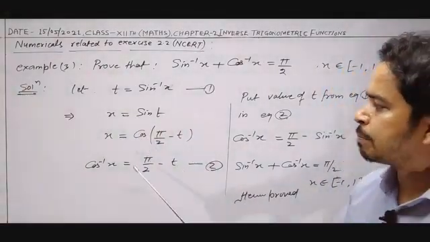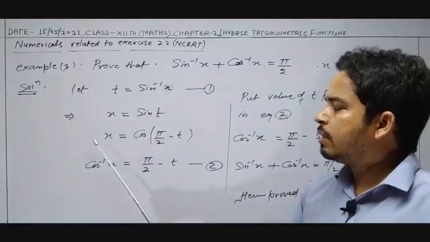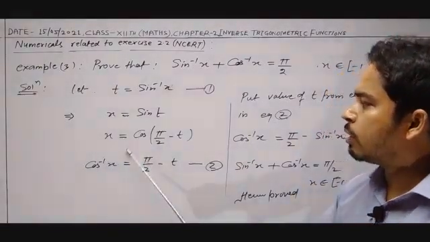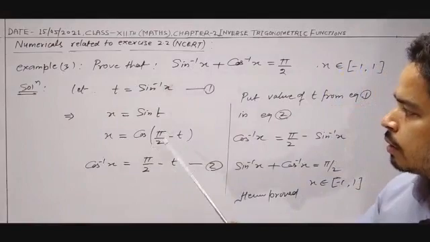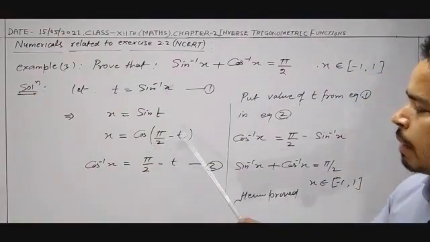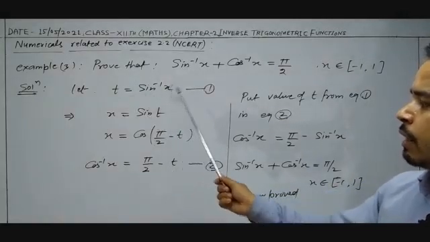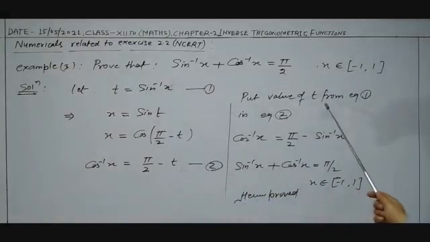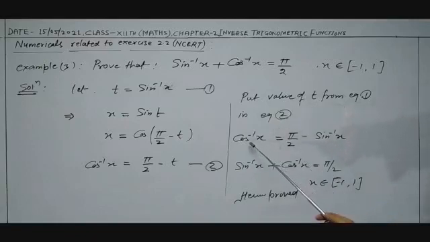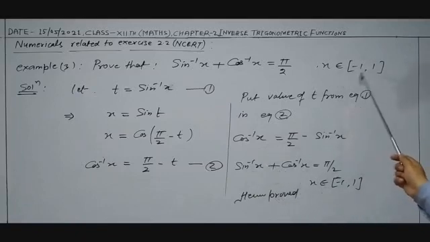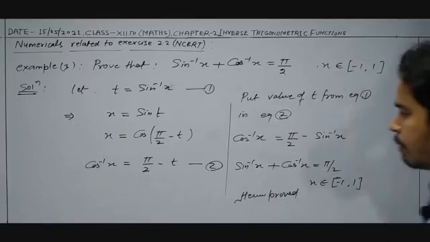Angle is in radian. So operate cos inverse on both the sides. This will be cos inverse x is equal to cos inverse cos, which will be removed, then pi by 2 minus t. Then t is equal to, from equation 1, sin inverse x. So put the value of t from equation 1 in equation 2 and you will get cos inverse x is equal to pi by 2 minus sin inverse x. Shift to the left hand side, sin inverse x. So the result will be sin inverse x plus cos inverse x is equal to pi by 2 and x belongs to minus 1 to 1. So this is our proof.